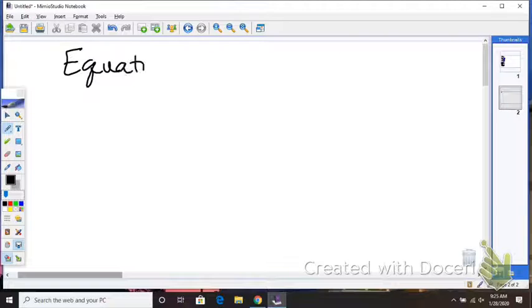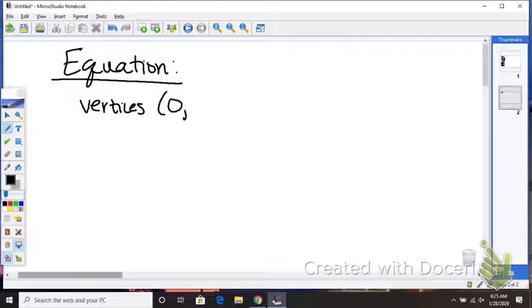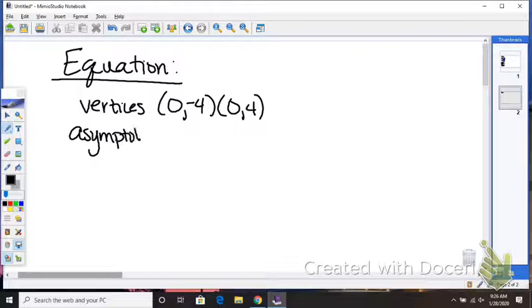Okay, so here we're going to find the equation. And here's the information I'm going to give you. I'm going to tell you the vertices are at the points (0, -4) and (0, 4). I'm also going to tell you that the asymptotes are y equals -2x and y equals 2x. So we have to work backwards.